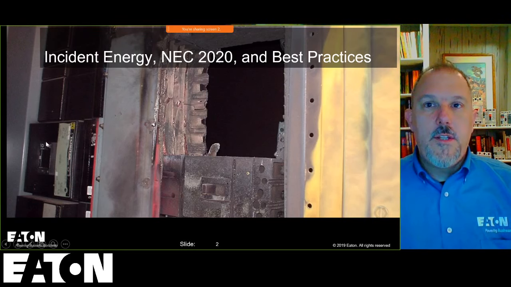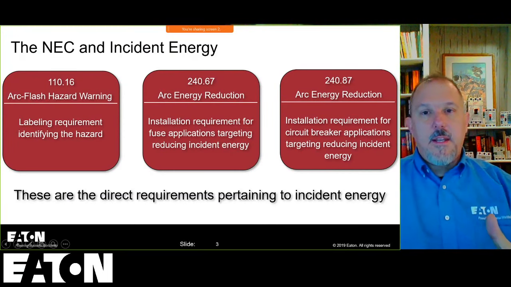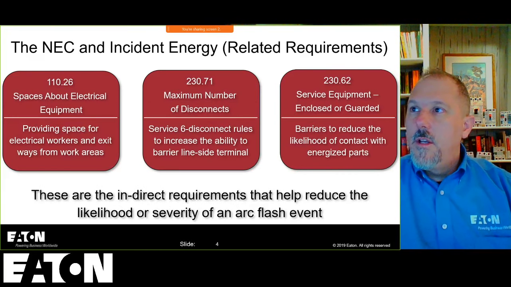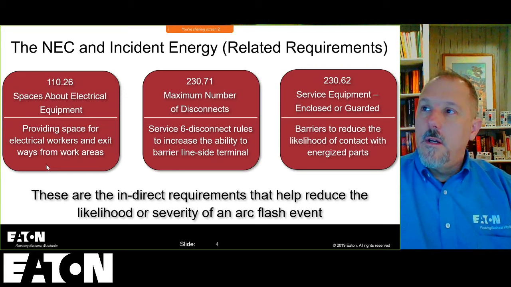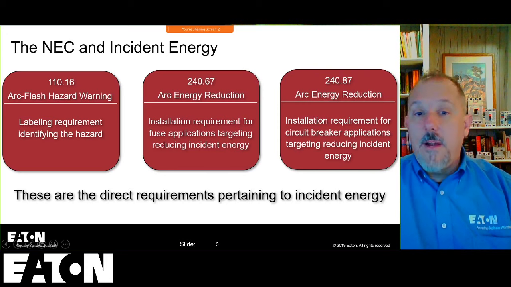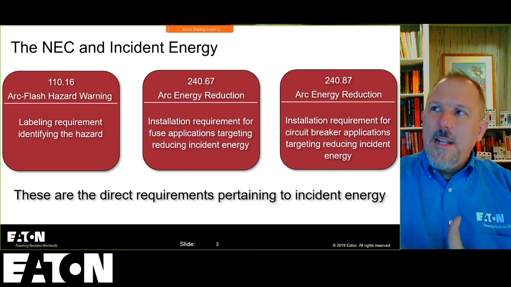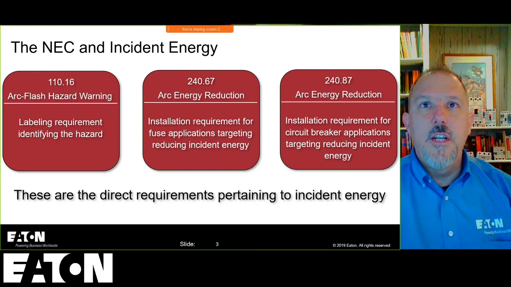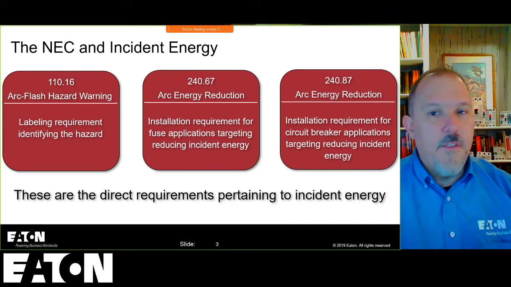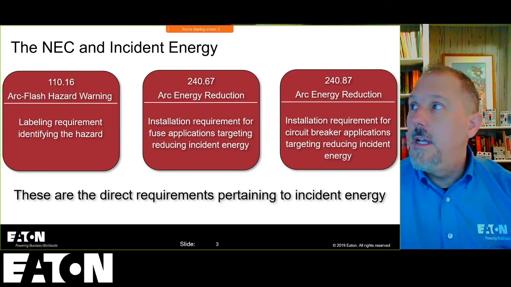I'm going to give you the next slide here, because a lot of what I'm going to be talking about revolves around a few key areas in the National Electrical Code: spaces about electrical equipment. Some of these are going to be direct, and some will have an indirect relationship to our discussion. I say direct versus indirect because 110.16, if we're talking arc flash requirements or arc flash calculations, is titled Arc Flash Hazard Warning. So that's a give me, right?